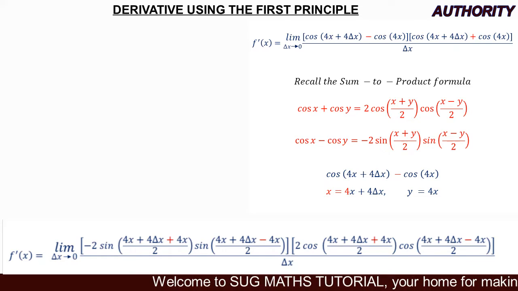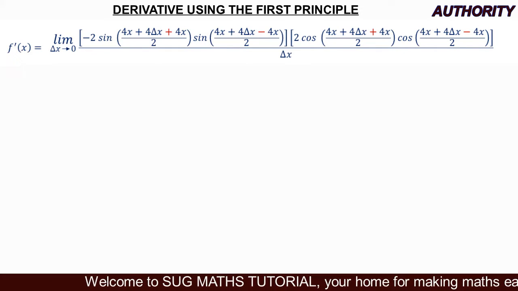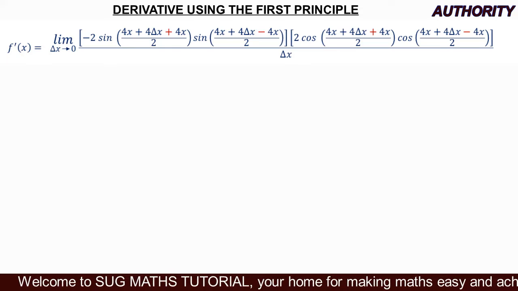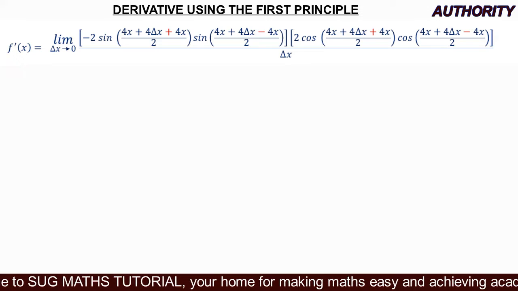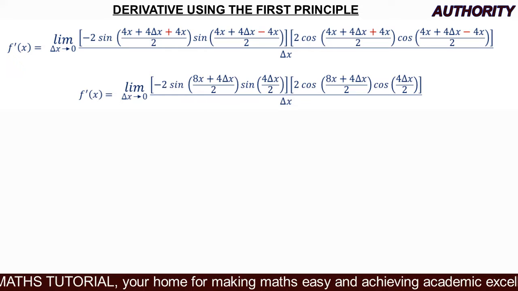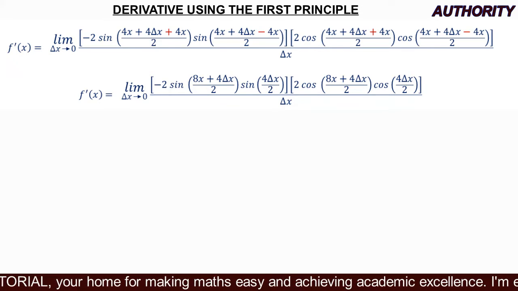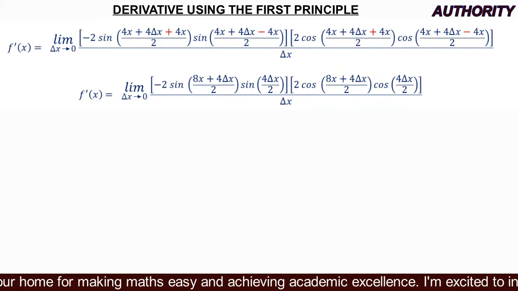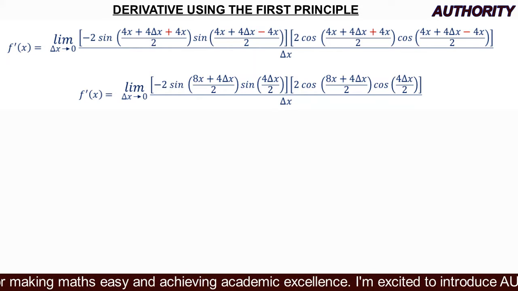Okay, now let's simplify each and every one of them. So we're going to have f prime of x is equal to the limit as change in x approaches 0. In the first part, we have minus 2 sine, where 4x plus 4x gives us 8x, then plus 4 change in x all over 2. Then the second part, sine: here we have 4x minus 4x, which is 0, then we have 4 change in x remaining, all over 2. This is the first part.